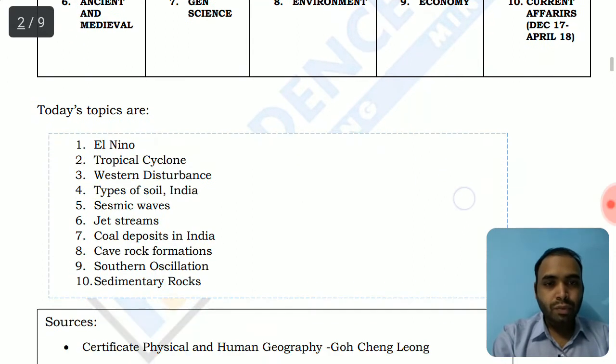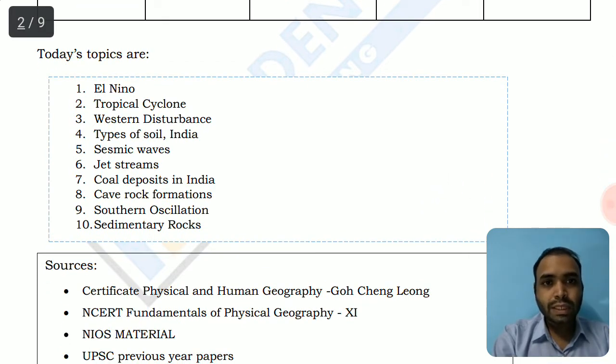And for today, we have taken these 10 topics that are El Nino, the tropical cyclones, the western disturbance and how it affects the climate in India, and types of soils in India, regur soil, laterite soil, and the different classifications, the seismic waves, L wave, P wave, and S wave, and their characteristics, and then jet streams, how they affect the climate, the atmosphere of India, and the coal deposits in India, cave rock formations, southern oscillation index, and sedimentary rocks. We have already taken up the metamorphic and igneous rocks, and today we are going to take up the concept of sedimentary.